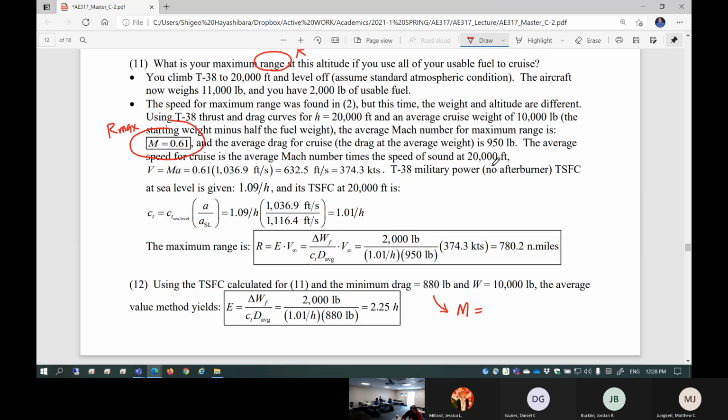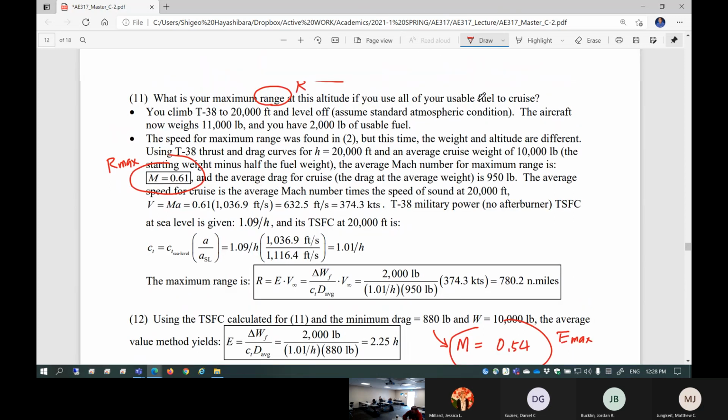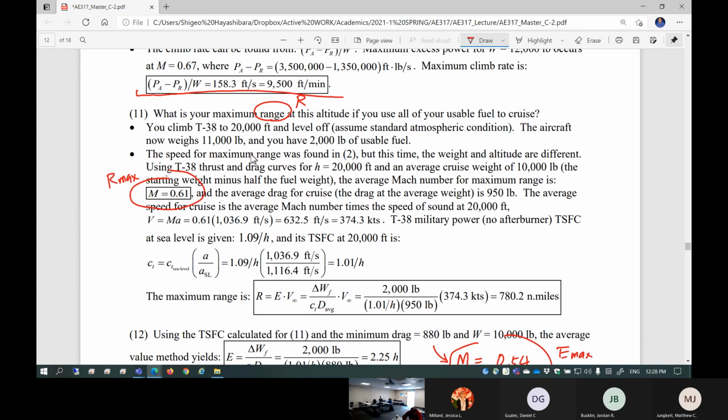And then maximum endurance, this is 0.54, okay. This is the endurance max. 5.3, 5.4, something like that, right? Okay, so let's just take a look at the range first, okay?